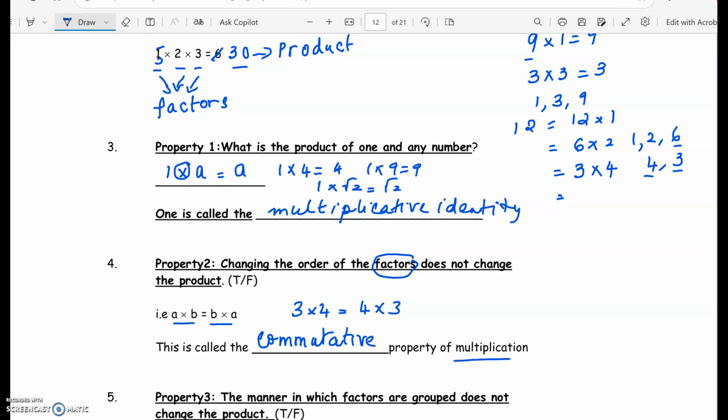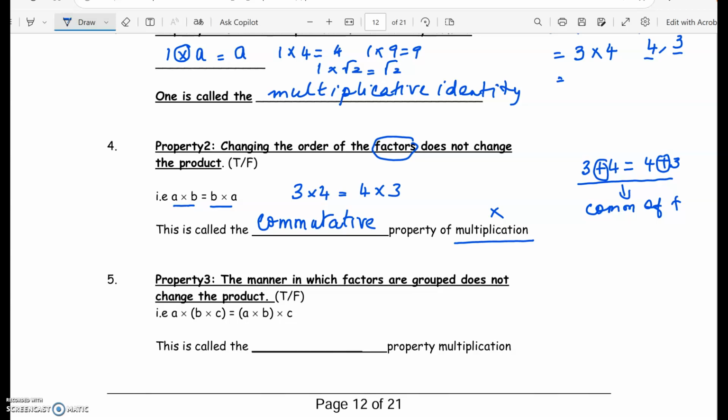of multiplication. Always mention the operation. Here it is multiplication. We also have the commutative property of addition. 3 plus 4 is 4 plus 3. That is called commutative property, but it is for a different operation. It is for the operation of addition. So if I say which property have we used here, you're going to say commutative property of addition. So that would be a correct answer.